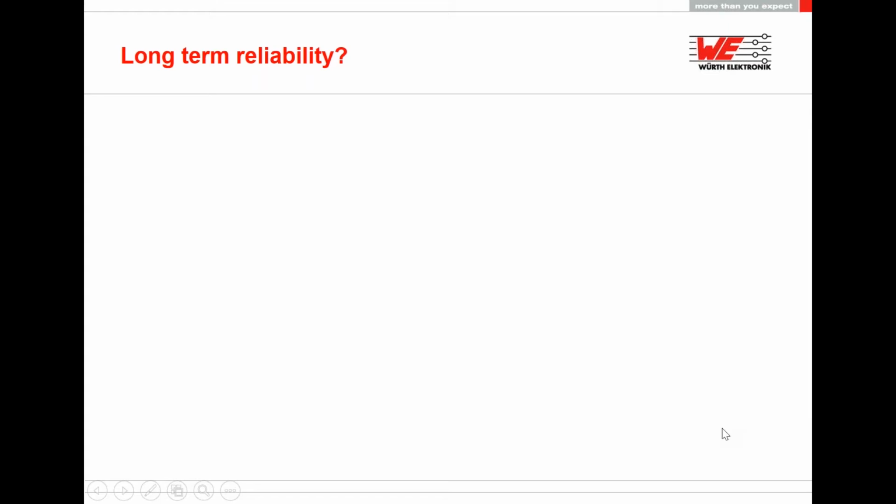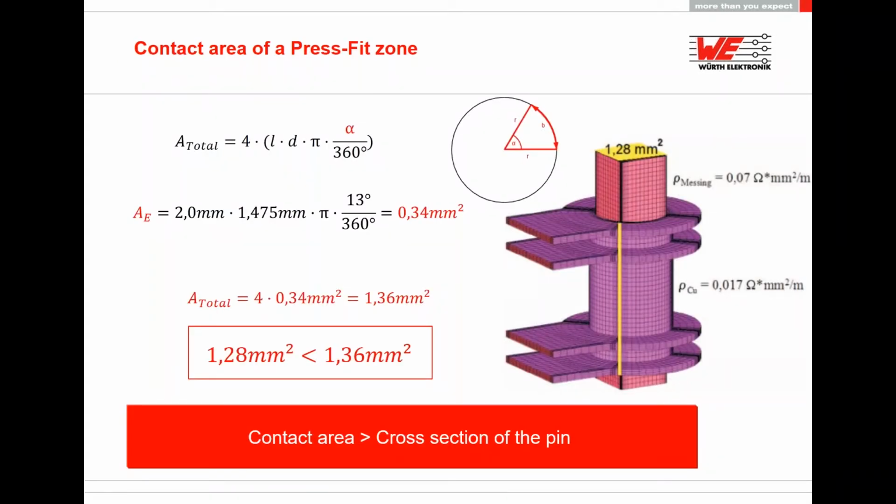Thomas, did we get any questions in the meantime? Yeah, Vladimir, I have one question here regarding PCB thickness and current. It states if you have a smaller PCB thickness, then of course the relation between cross-section of the pin and contact area on the PCB is getting worse, I would say.